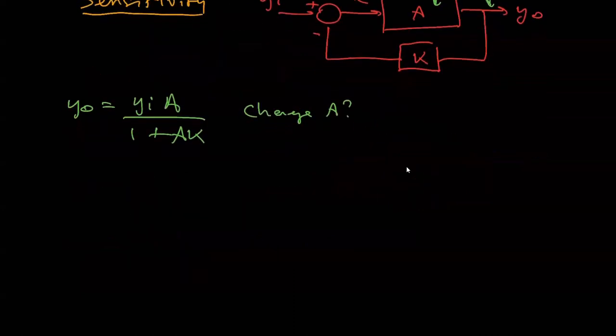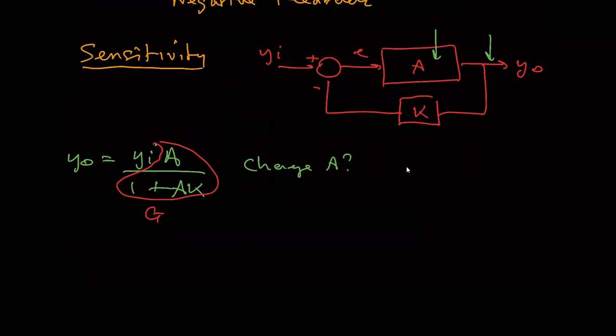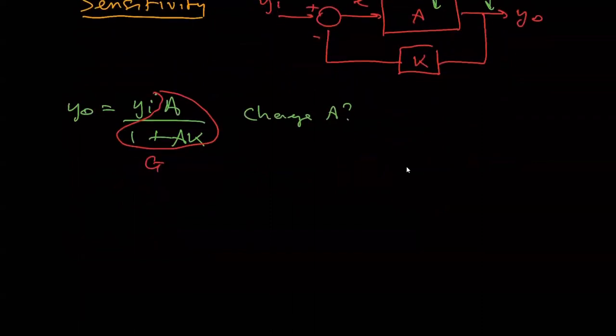So what I'll do is call this thing here G, that's the gain of the entire feedback system. So why don't we ask the question, what is that derivative? We can take the derivative of that, and we will get 1 over 1 plus A k squared. And that's the absolute sensitivity.